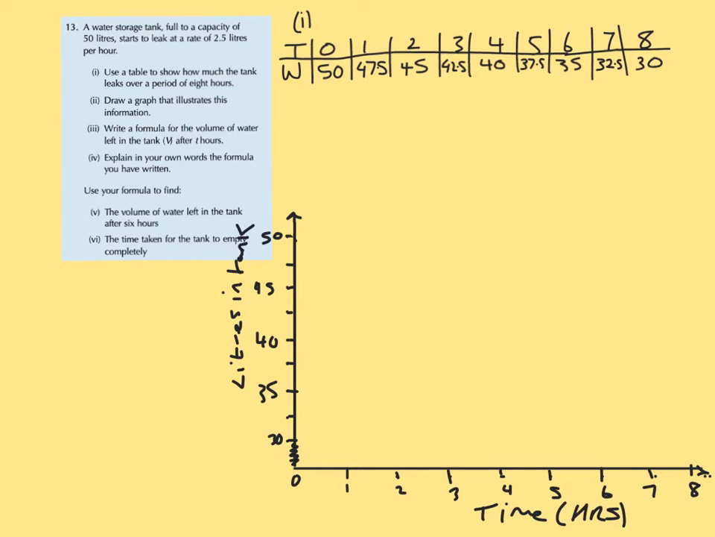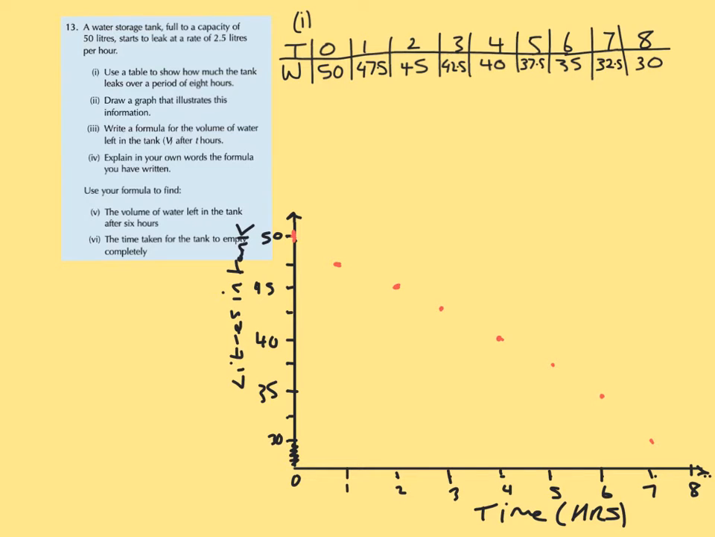We have it starts at 50 at 0 hours. Then we have 1 is 47.5, so that's going to be here. Then at 2 we have 45. At 3 we have 42.5. At 4, 40. At 5 we have 37.5. This is there. At 6, 35. And at 7 we have 30.